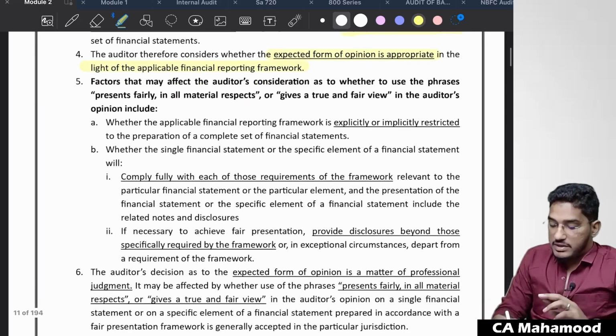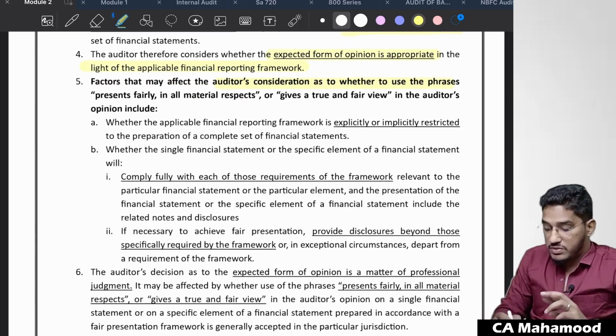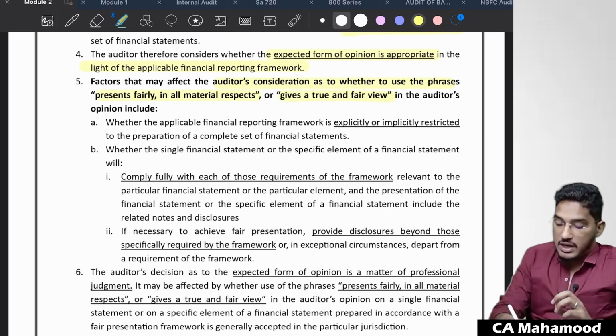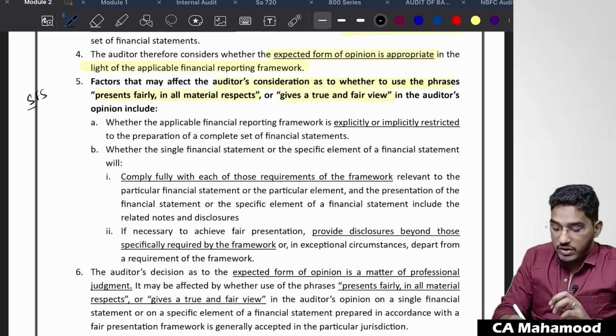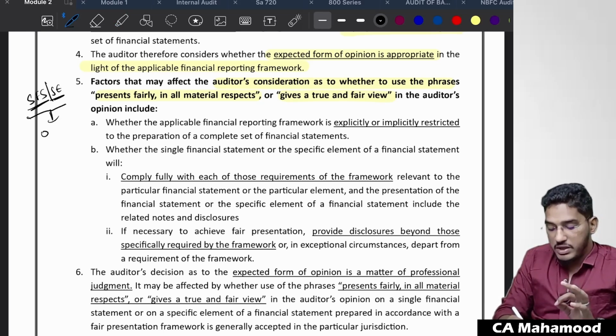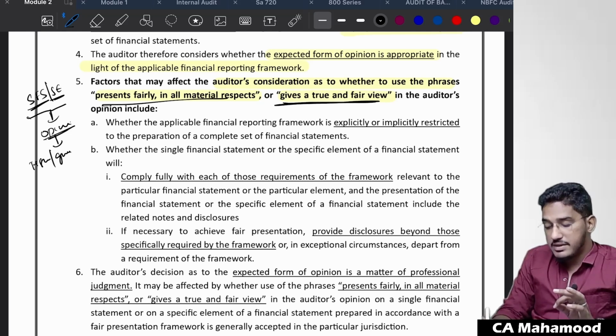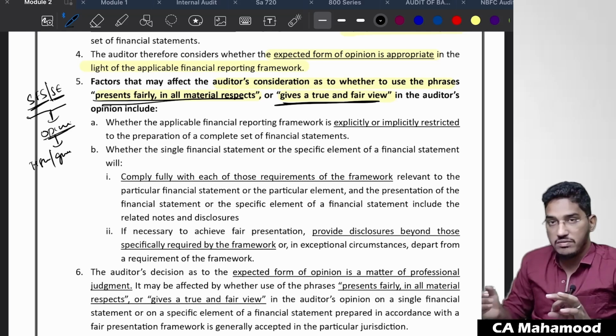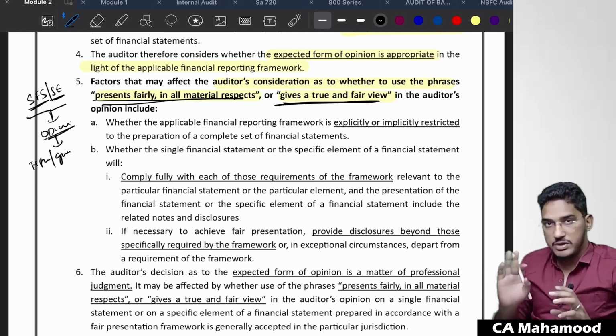Next one. The factors that may affect the auditor's consideration as to whether to use the phrases present fairly in all material respects or give a true and fair view in the auditor's opinion include the following. For example, if you are conducting an audit of single financial statements or a specific element of financial statements, you have to give the opinion on that. In that opinion paragraph, whether you can use the phrases the financial statements give a true and fair view, or present fairly in all material respects, depends on various factors.